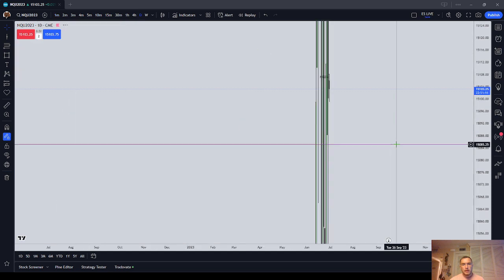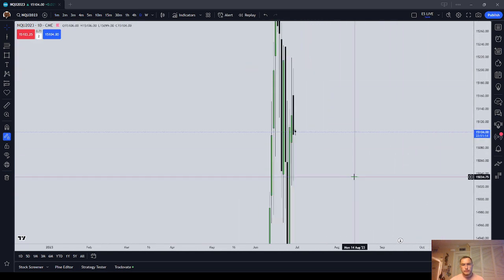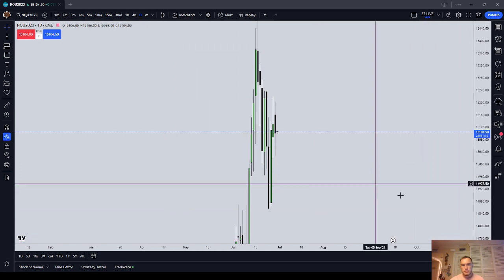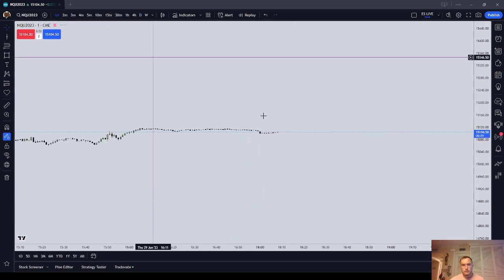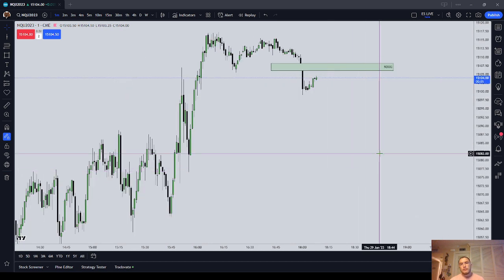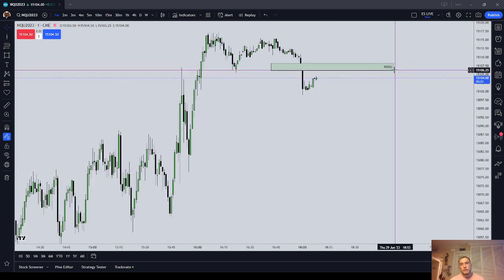Take a look at our daily candle. That's what it looks like. Okay, interested in a short, 106 evens, 106 quarters, 106 halves.